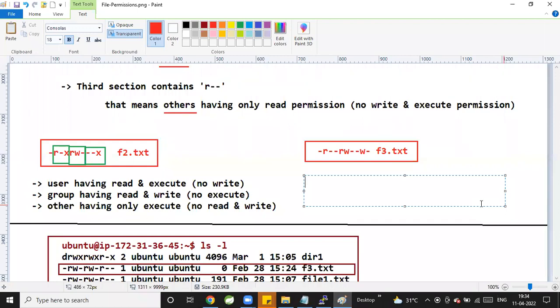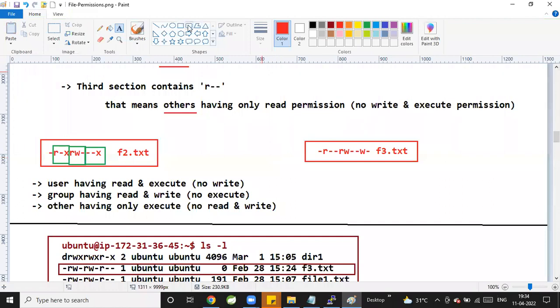First hyphen represents the type of the file, guys. Don't consider the first hyphen. I have given it to confuse you. So always what you need to do is segregate it: first section, second section, and the third section. Are you able to divide them into 3 sections now?